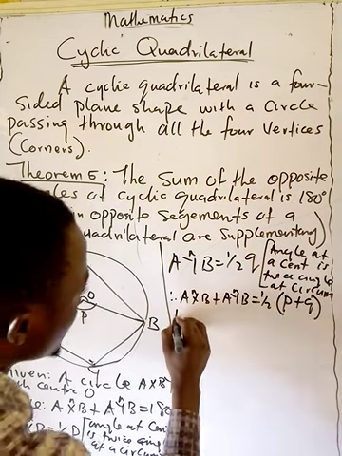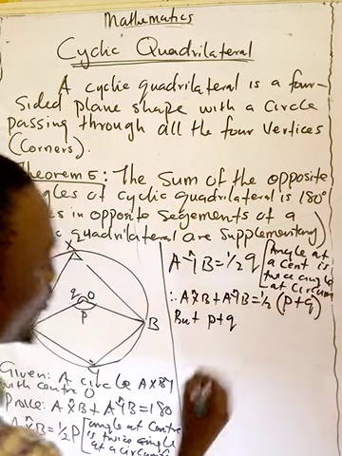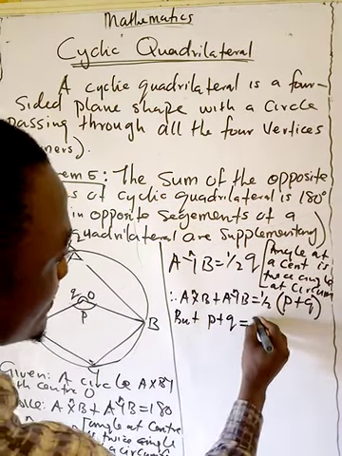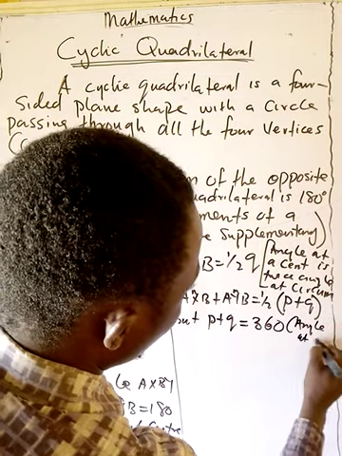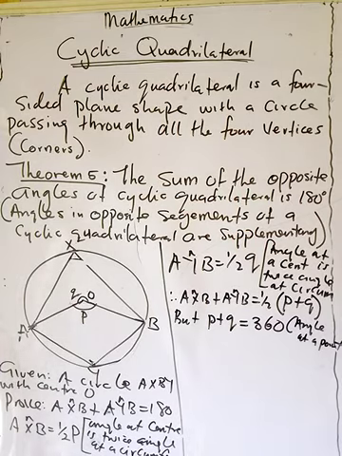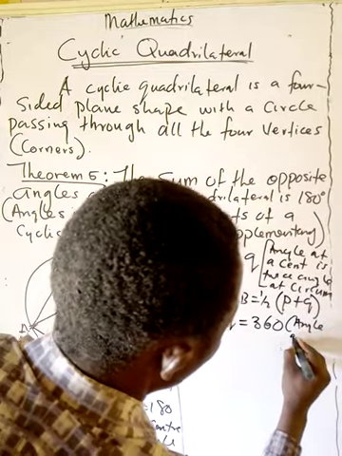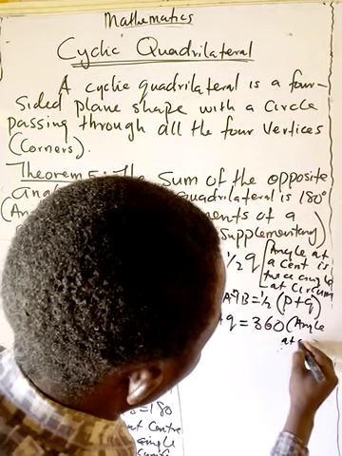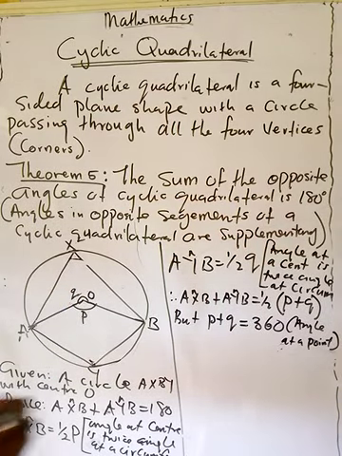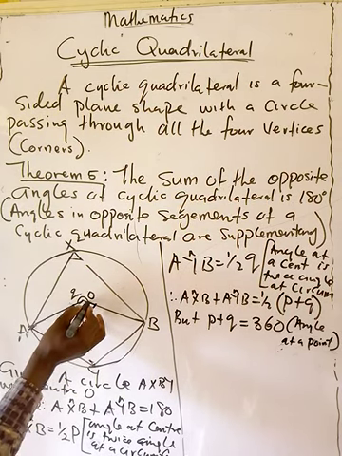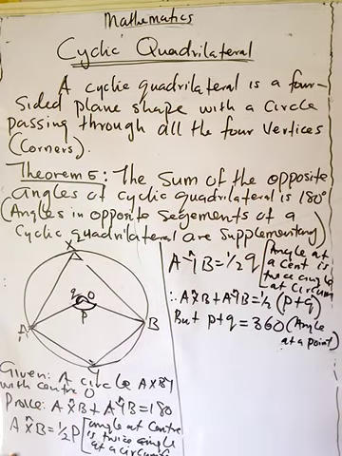But P plus Q is equal to 360. P plus Q equals 360, angle at a point. Let me write it very well. Angle at a point. So can you see, P plus Q equals 360. From here to this place is 180. From here to this place is also 180. That is, we have 360. That's why we say P plus Q equals 360.